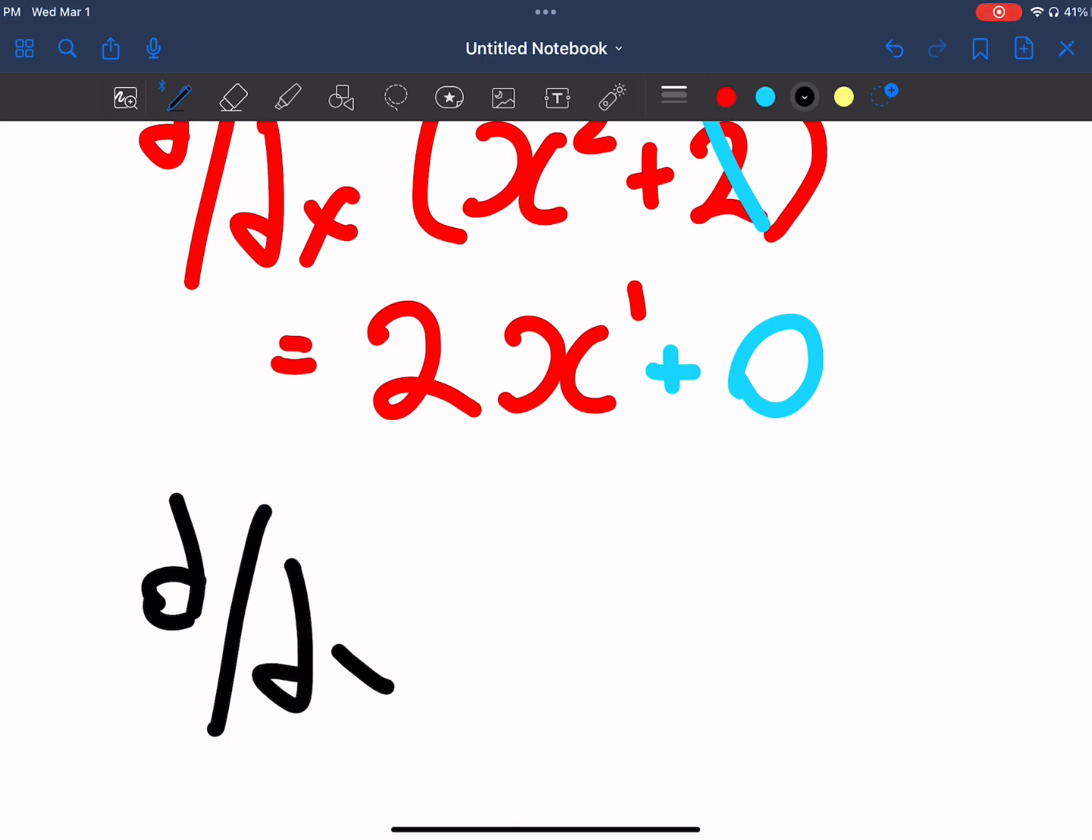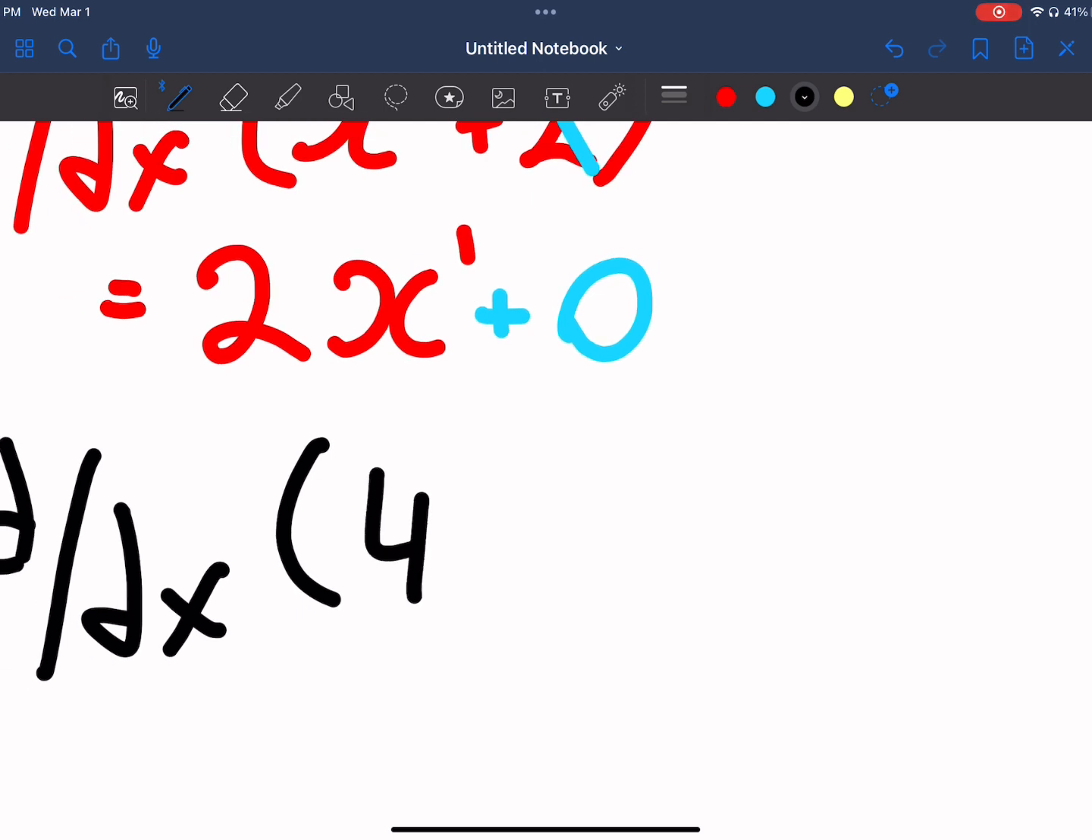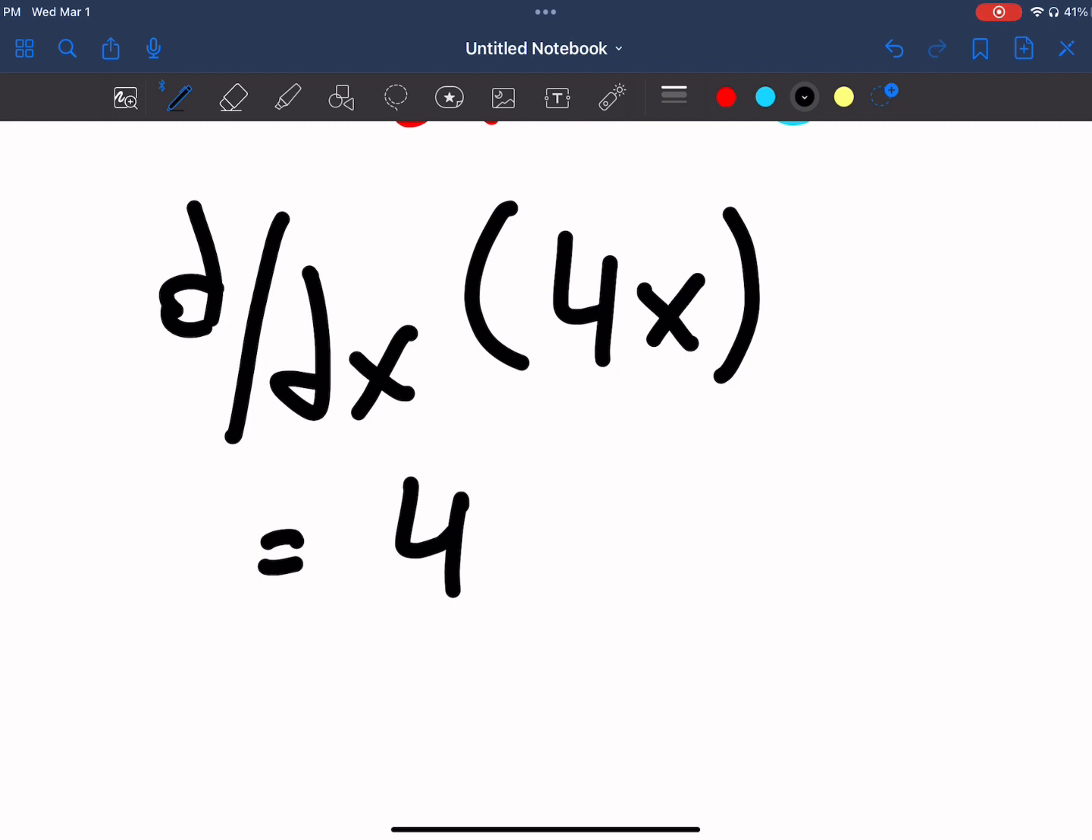So the derivative of x squared plus 2 is equal to 2x. But here's where I realized, I believe. Did I realize it here? Oh, I didn't. The derivative of 4x is equal to just 4, right? Very simple, the general law for the derivative of power rules, or I guess you could call it the power rule. Yeah, very simple, right?